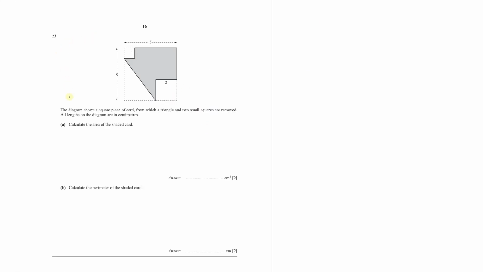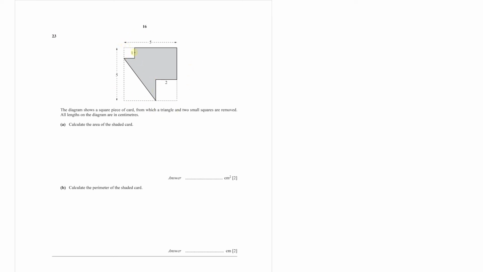Question 23: the diagram shows a square piece of card from which a triangle, this one here, and two small squares, this and this, are removed. All lengths on the diagram are in centimeters. Calculate the area of the shaded card. So you have to find the area of the shaded region which remains after you have removed this triangle, this square, and this square from the original big square.